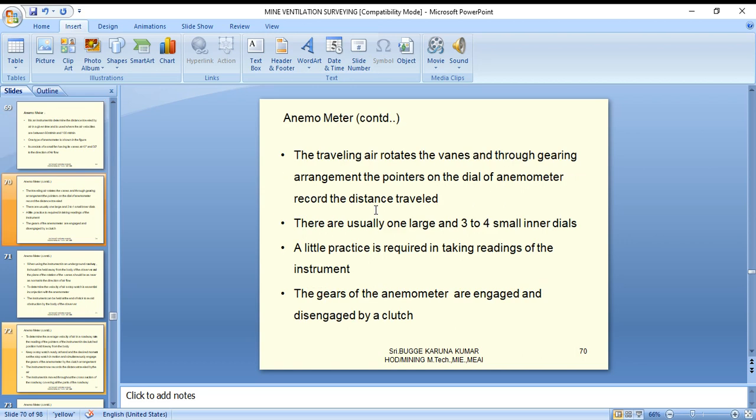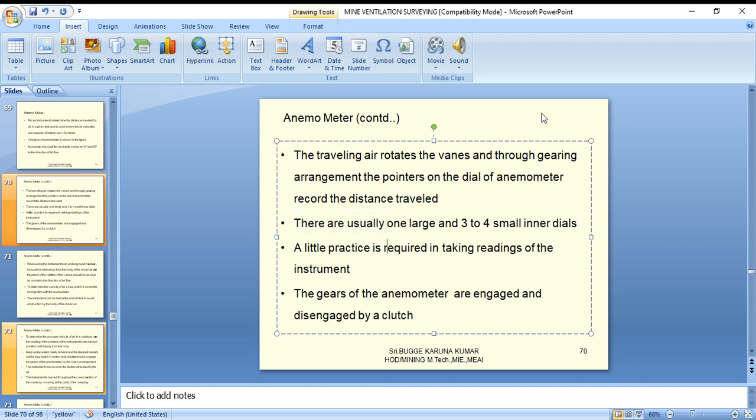The traveling air rotates the vanes and, through a gearing arrangement, the pointers on the dial of the anemometer record the distance traveled. There are usually one large and three to four small inner dials. A little practice is required to take the reading of the instrument. The gears of the anemometer are engaged and disengaged by a clutch.